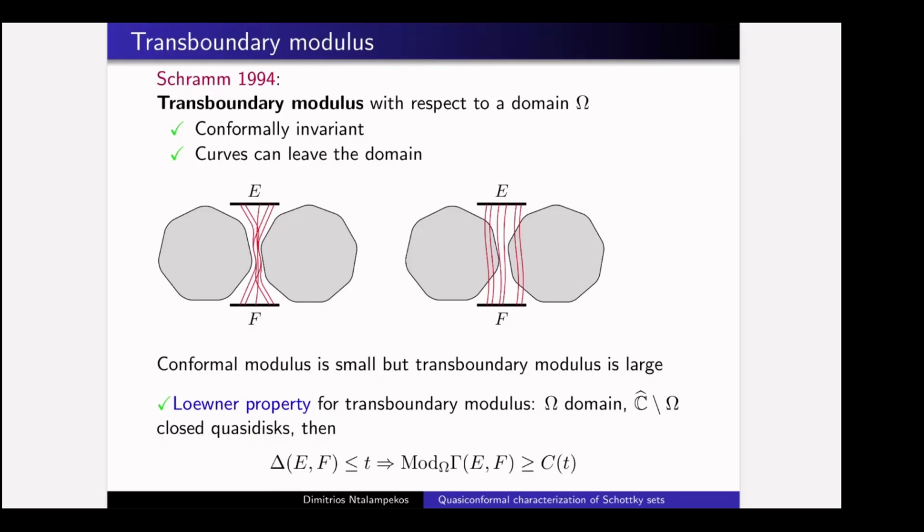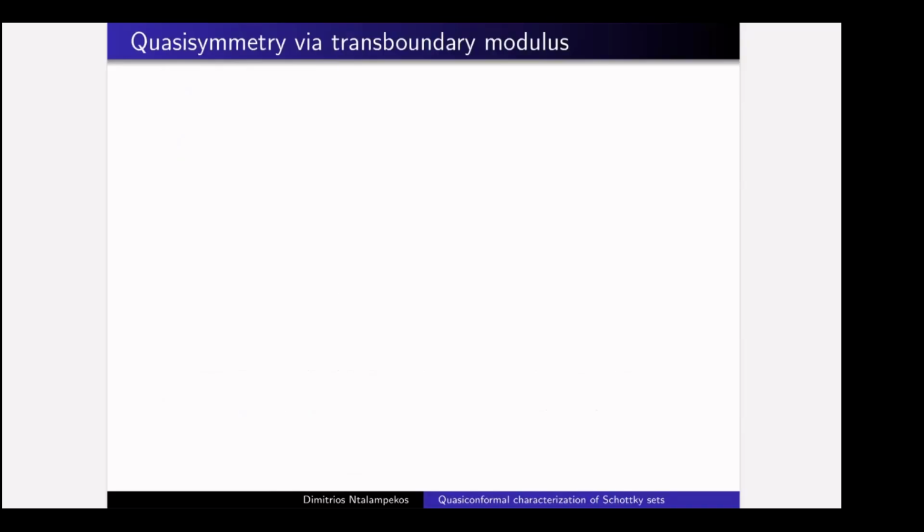So this is fine, the first part of the argument. We can use transboundary modulus. Let's continue with the rest of the argument. We still have conformal invariance and quasi-conformal quasi-invariance. So the second part of the argument works. So if we take the transboundary modulus with respect to the image domain, this is the same as the original transboundary modulus.